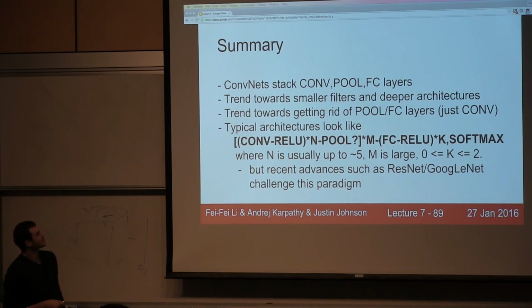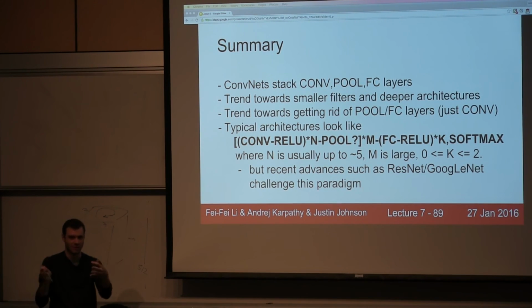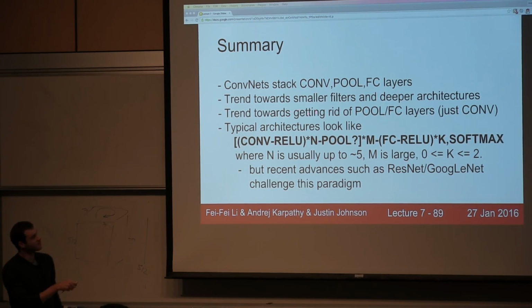So, summary: we have these conv pool layers. There's a trend towards getting rid of the pool and fully connected layers. We're eventually going to end up with networks, I think, that are purely conv, and the way you do spatial reduction is by doing stride 2 convolutions instead of max pooling. There's a trend towards smaller filter sizes like 3 by 3, but with many more layers. A typical architecture for now looks like conv relu, sometimes pool, and then fully connected layers maybe at the end, and some softmax at the end.